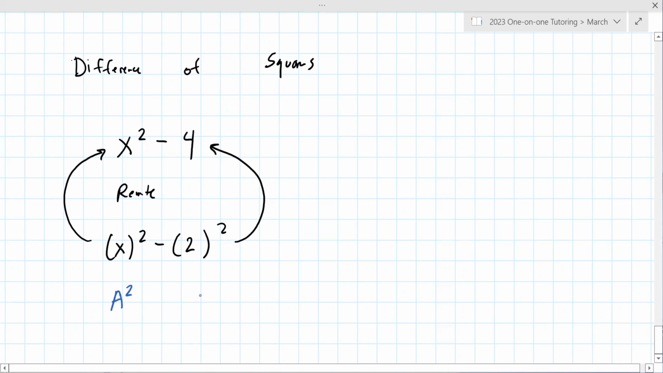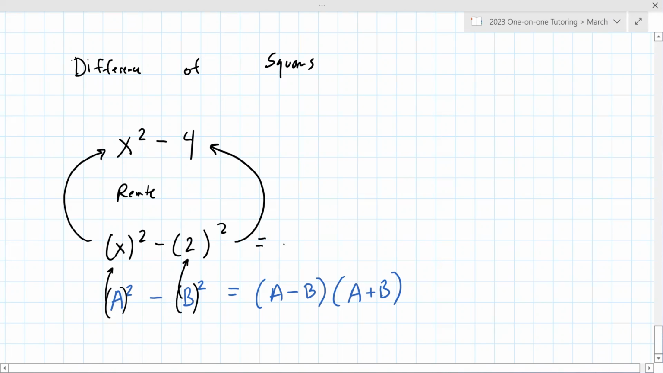Okay, so now we're going to use a formula, a squared minus b squared. Okay, and this always becomes a minus b, a plus b. All right, and so in terms of your problem, a is x and b is 2. It's the thing inside parentheses. So in your problem, you will write x minus 2, x plus 2.